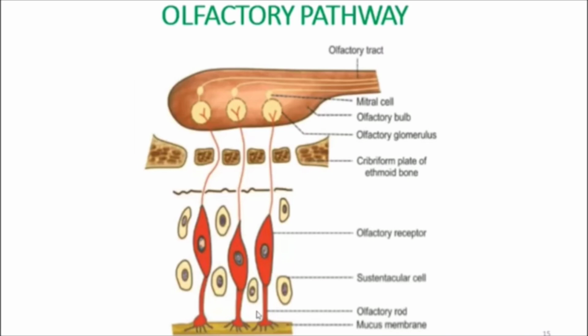The dendrites of the mitral cell synapse with the axon of the olfactory receptor. The axons of the mitral cell leave the olfactory bulb and form the olfactory tract. And we also have the olfactory glomerulus. It occurs when the axons of the olfactory receptor cells synapse with the dendrites of the mitral cell. The axons of the mitral cell leave the olfactory bulb and form the olfactory tract, which runs backwards and ends in the olfactory cortex, the center for olfaction. The olfactory cortex includes structures which form a part of the limbic system.